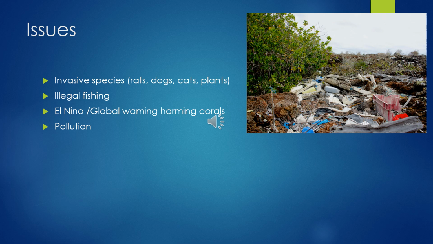Also, introduced species of plants can outgrow the local species and end up changing the environment. Illegal fishing is also an issue around Galapagos, especially sharks and sea cucumbers have been highly affected. El Nino and global warming have an effect on the coral reefs around Galapagos, and pollution, especially from increased hotel and resort development and ships arriving, has polluted the clean water around Galapagos. So all the people who want to come and see the unique nature of Galapagos can in one way or another help damage the thing they want to see.